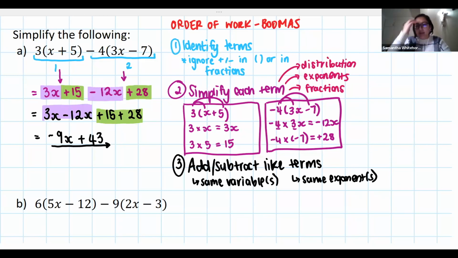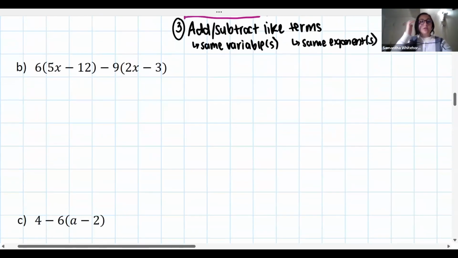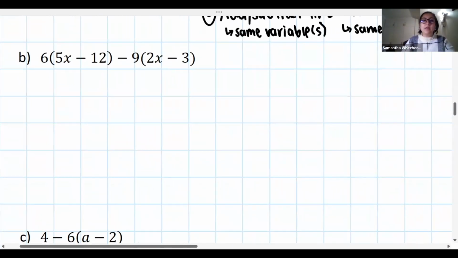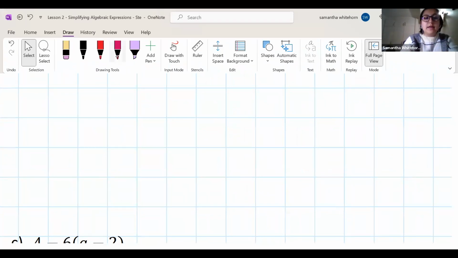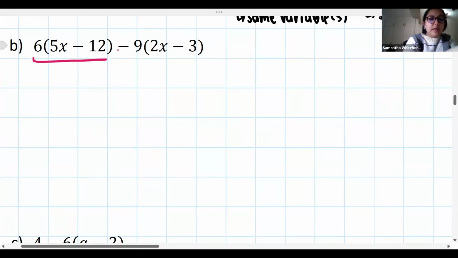Okay, let's have a look. All right, so remember we're following our steps. So the very first thing we're wanting to do is identify our terms. I can't remember what colors I was using. We're just going to roll with it. So term 1, term 2. That minus sign is separating our terms.